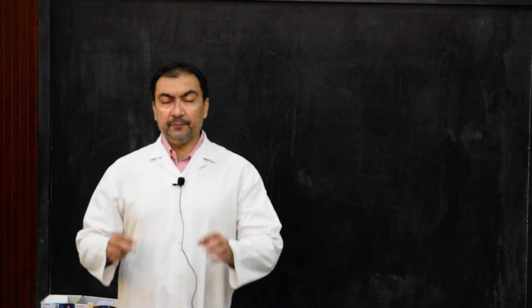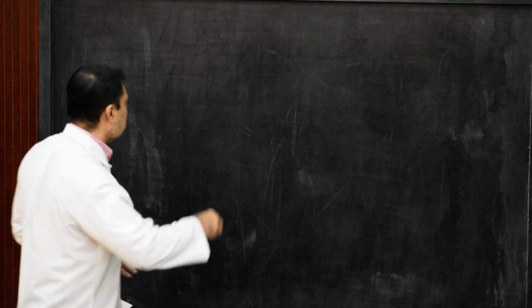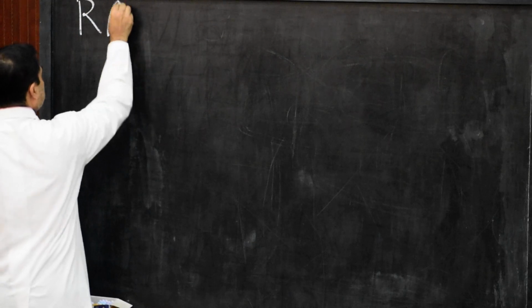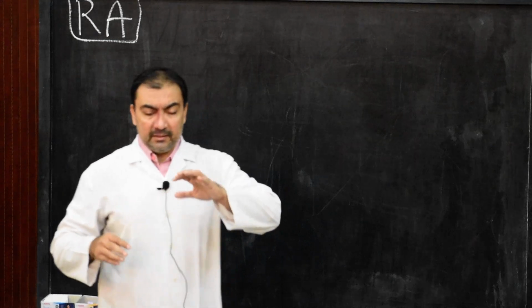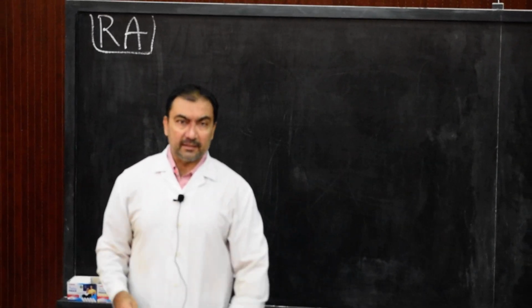Good morning students, here we come up with the gross anatomy of the radial artery. In the gross anatomy of the radial artery, we will first try and draw a line diagram and then we will trace the entire course of the radial artery.